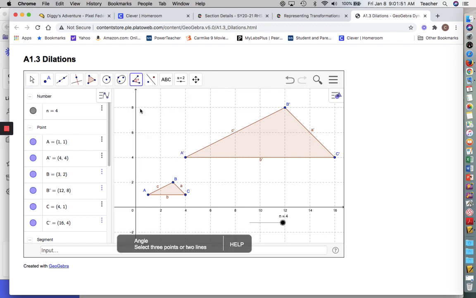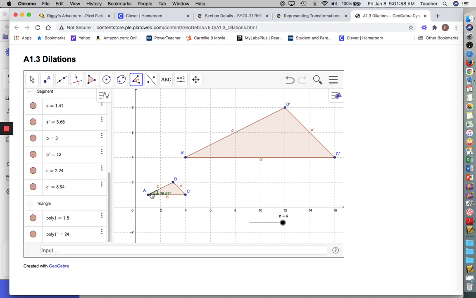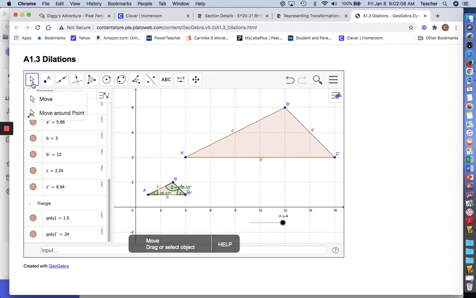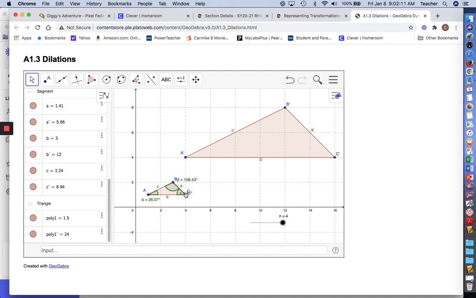I'm going to click on angle. I'm going to find all these little angles here. So angle A. You remember, when you're finding angles, you got to go in a clockwise motion. There's B. I want to move these so you guys can see them. And there's C. So let me click move. So angle A, angle B, angle C.